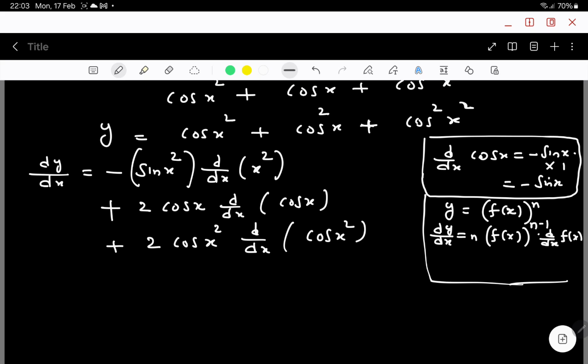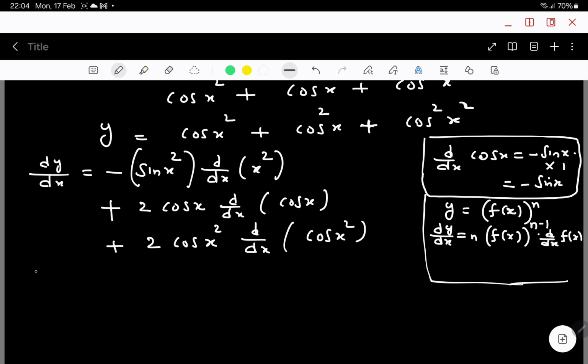In cos square x square, what is f of x? Cos x square. What is n? n is equal to 2. In cos square x, what is f of x? Cos x, n is equal to 2. So for any function in power, we apply this power rule only: n times f of x power n minus 1, d by dx f of x.